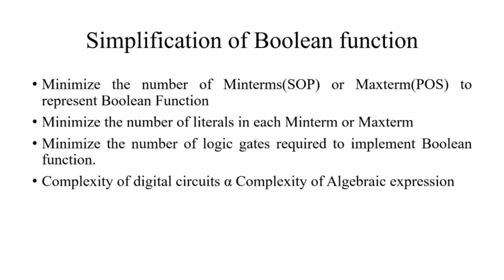So if we can use fewer logic gates to implement the circuit, why make it redundant by using the maximum number of logic gates? That's why there is a need to minimize a Boolean function, also known as simplification of a Boolean function. When the function is in SOP form, we minimize the number of min terms, the number of literals in each min term, and the number of logic gates.